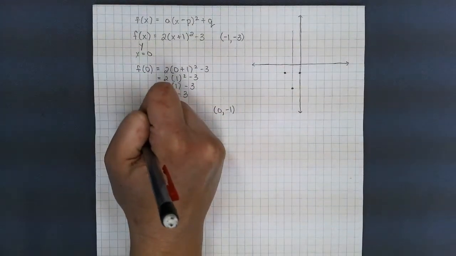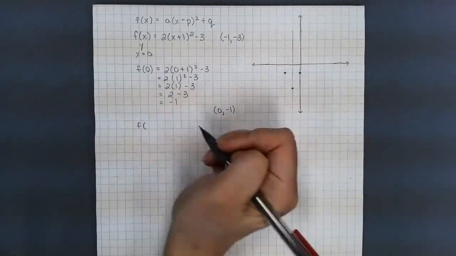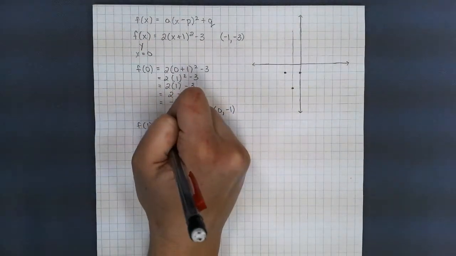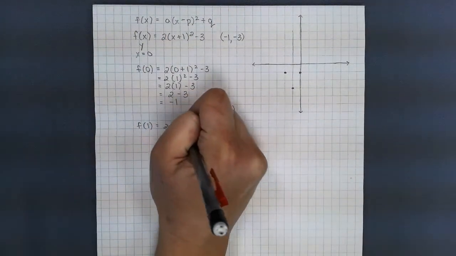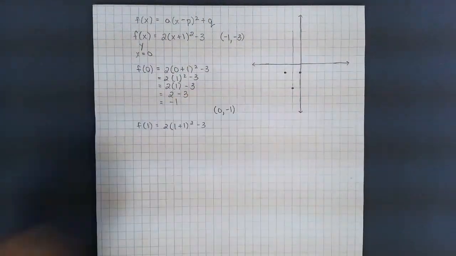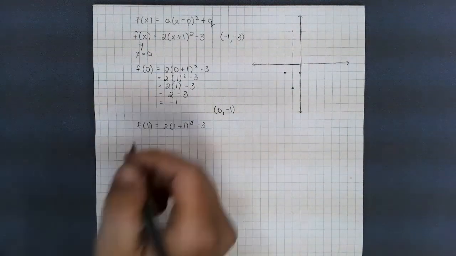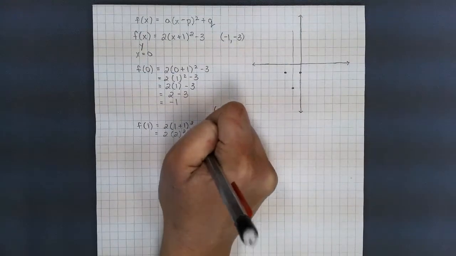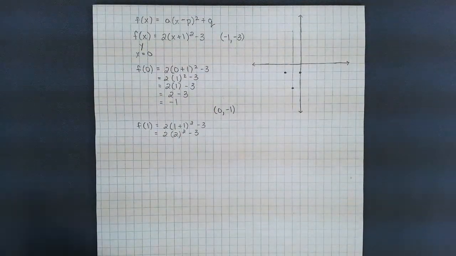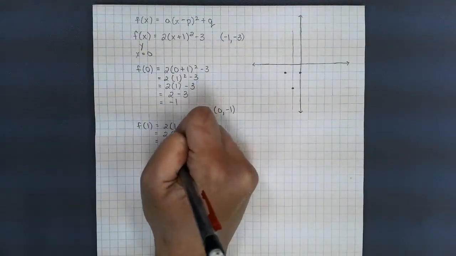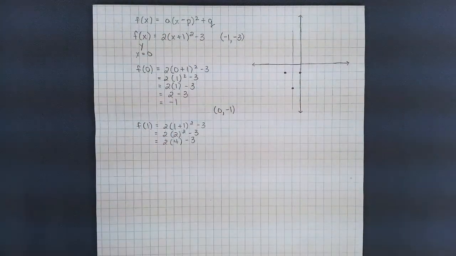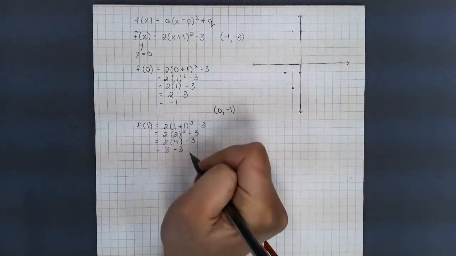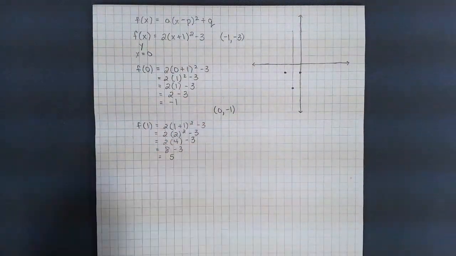So I've got f of 1. I'm going to replace x with 1. That's a nice easy number as well. So f of 1 is 2 multiplied by (1 plus 1) all squared, subtract 3. 1 plus 1 is 2, so I've got 2 multiplied by 2 squared, subtract 3. 2 squared is 4, so I've got 2 multiplied by 4, subtract 3. 2 multiplied by 4 is 8. I've still got the subtract 3, so my y value is a 5.